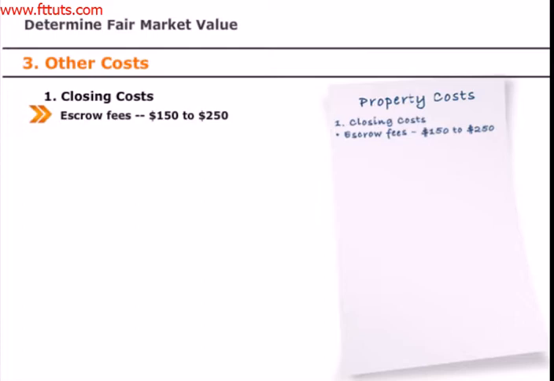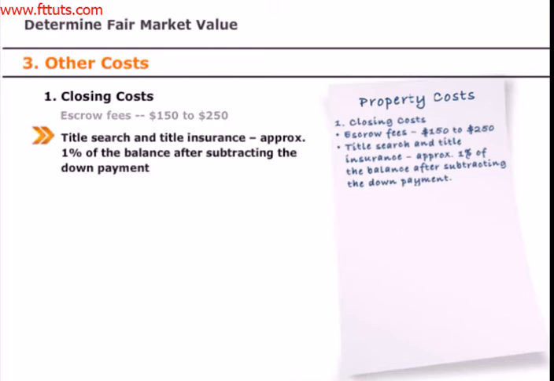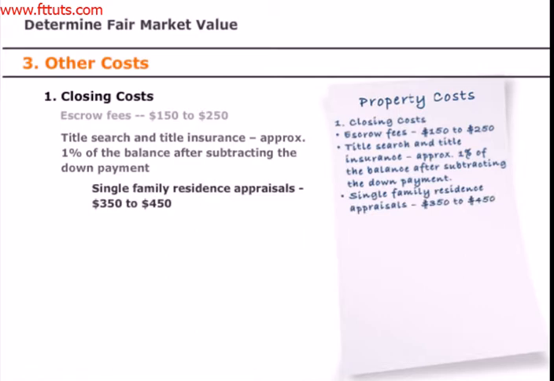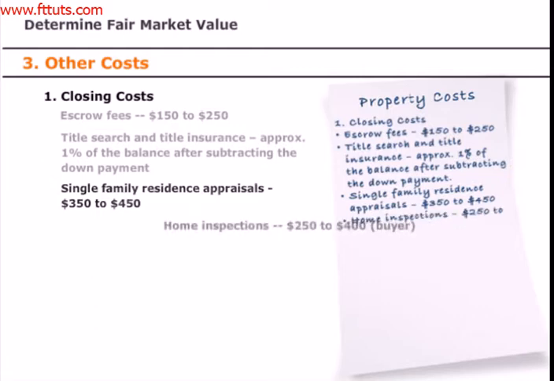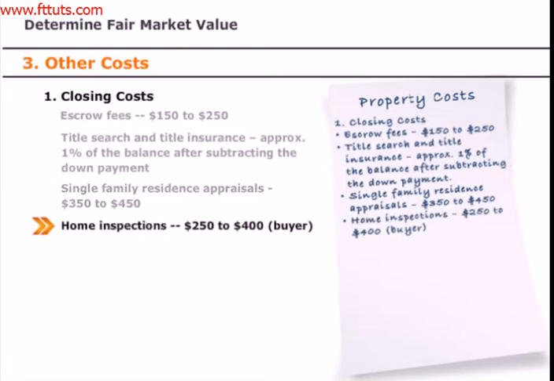Escrow fees can be as little as $150 and range up to $250. Title searches and title insurance are around 1% of the remaining balance. Single-family residence appraisals range between $350 and $450. Home inspections run between $250 and $400.